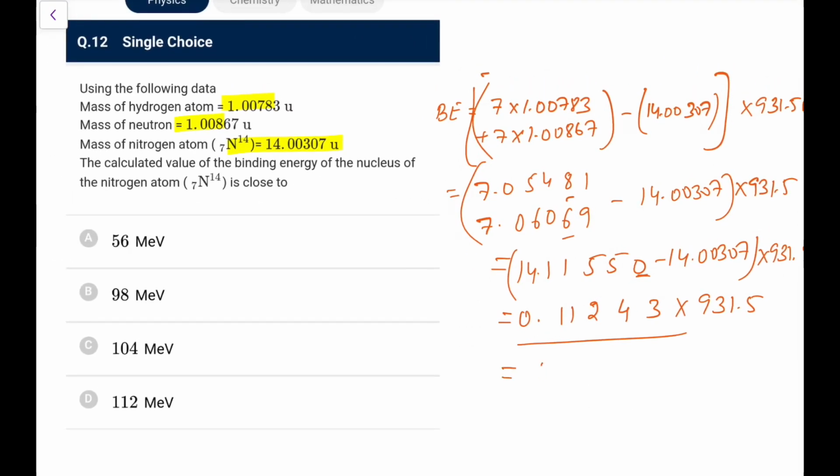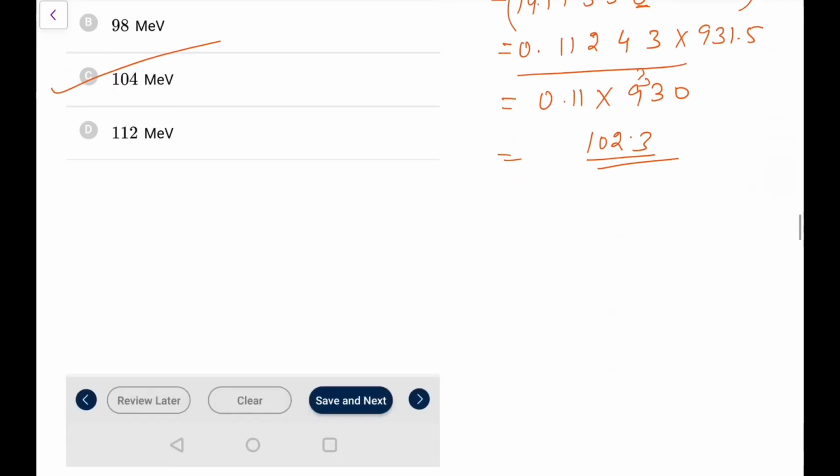Now how to do this? I can approximate it as 0.11 into 930 approximately. It would be slightly greater than this value because I have reduced both of them. 11 3s are 33, 11 9s are 99, that is 102.3. So it would be slightly greater, so 104 would be the answer.